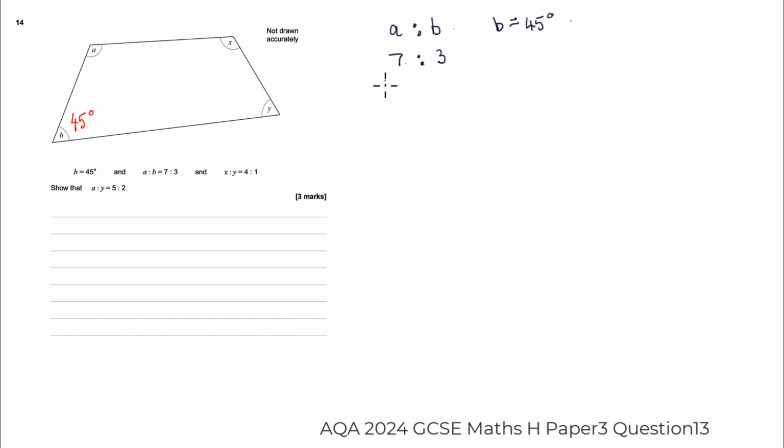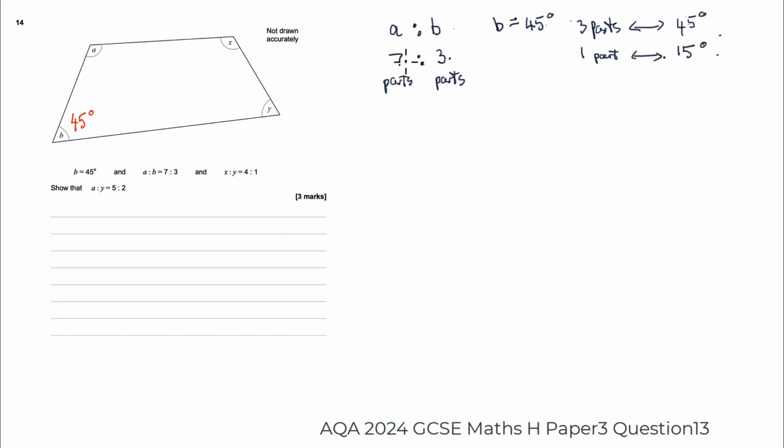So this is 7 parts, and this is 3 parts. So the 3 parts will correspond to 45 degrees. So 3 parts corresponds to 45 degrees. Well, what does that make 1 part? Well, it will be a third. We'll divide both of these by 3. So 3 into 45 goes 15. So 1 part would be 15.